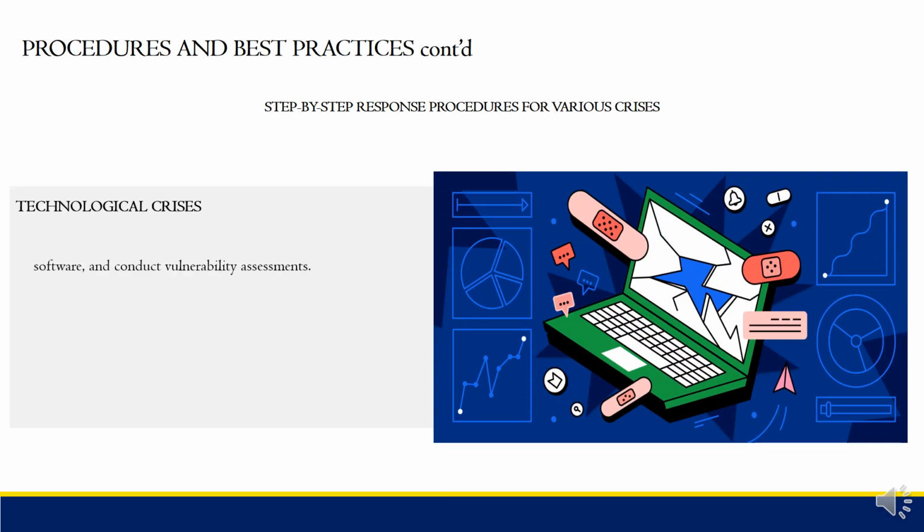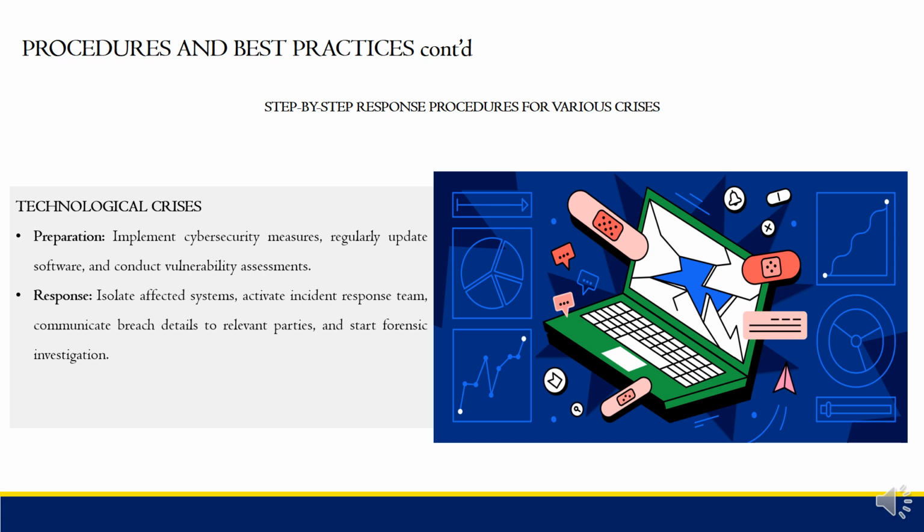Technological crisis. Preparation. Implement cyber security measures, regularly update software, and conduct vulnerability assessments. Response. Isolate affected systems, activate incident response team, communicate breach details to relevant parties, and start forensic investigation. Recovery. Restore systems from backups, implement enhanced security measures, and review response effectiveness.